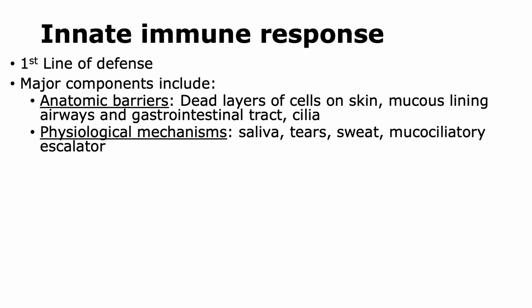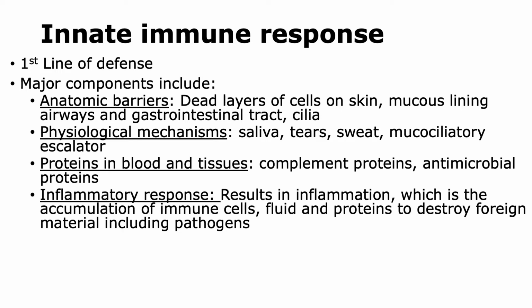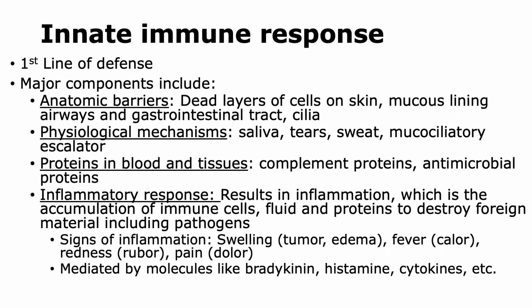Other parts of the innate immune system are physiological mechanisms, like the production of saliva and tears. We do have proteins in the blood and the tissues that help in host defense, which include complement proteins. We also have an inflammatory response, which is produced when there is an infection. The purpose of the inflammatory response is to help immune cells find the pathogen and destroy the foreign material. Some of the signs of the inflammatory response are swelling, fever, redness, and pain. These different signs are mediated by a variety of molecules like bradykinin, histamine, cytokines, etc.